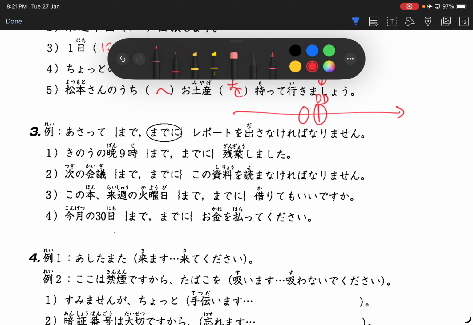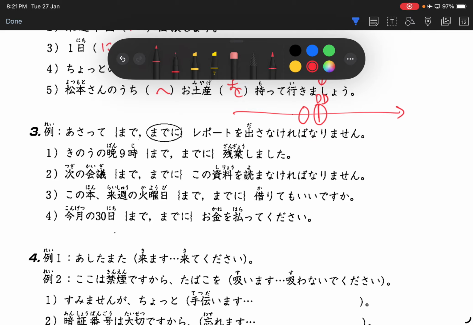Number 1, 昨日の晩9時まで残業しました。Very good, まで. We don't say までに, we say まで because you worked overtime until 9 o'clock. Not by 9 o'clock you worked overtime. A bit sounds weird.